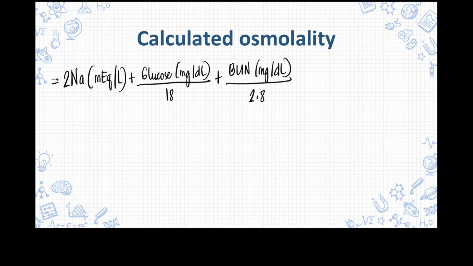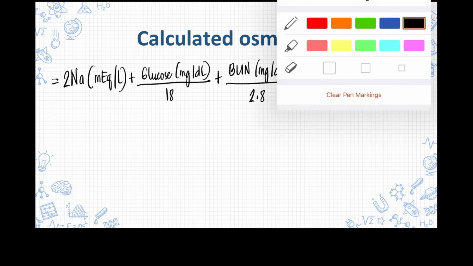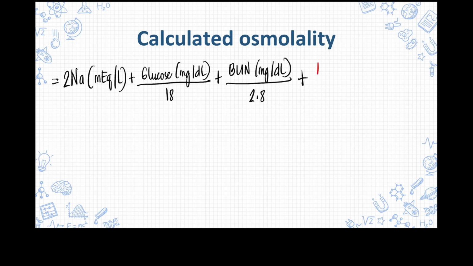And also, if ethanol is included in the formula, we could just add ethanol here, divided by 3.8. So that would be the formula of calculated osmolality. But if the problem is already in SI unit, we can directly get it just like this one.